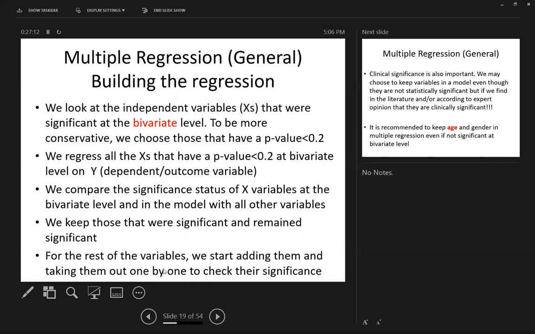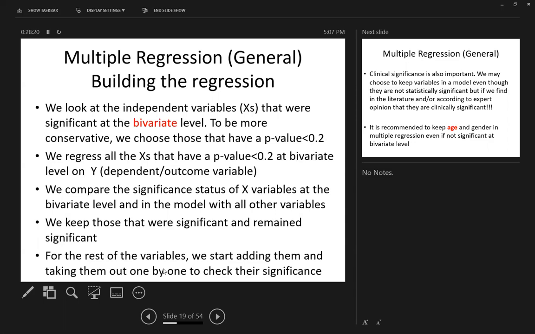Which ones I choose, usually the ones that are statistically significant and need to be taken. We biostatisticians are conservative, and we don't take only p's that are less than 0.05, but we take any independent variable that is associated with the dependent with a p-value of less than 0.2 to be more inclusive and more conservative. And then we regress all the x's, all the independent variables that have a p-value of less than 0.2 at the bivariate level, on y. So we regress x on y. So we have several independent variables, one dependent variable, and then we look at the significance of those variables at the bivariate level and in the model. So we compare the unadjusted, which are the crude based on the bivariate, to the adjusted that are in the model. And we can then build a very simple model, we call it a parsimonious model, where we only keep those that were significant and remain significant in the multivariate analysis.